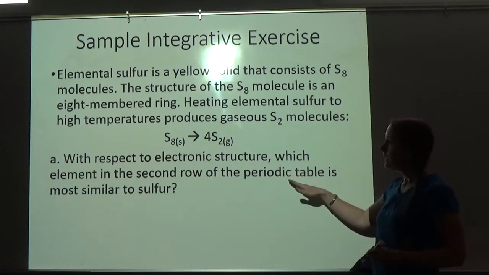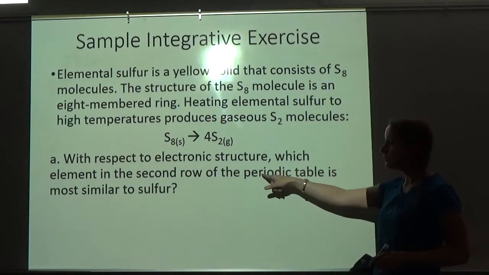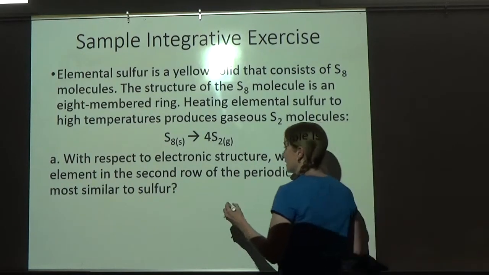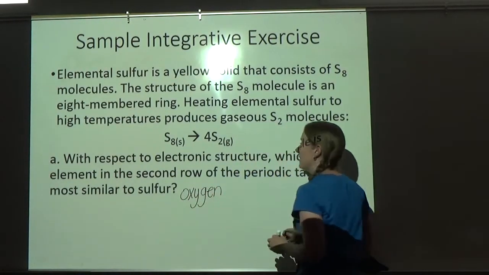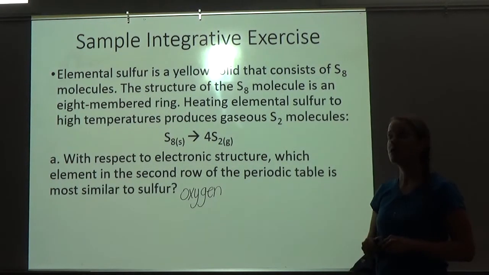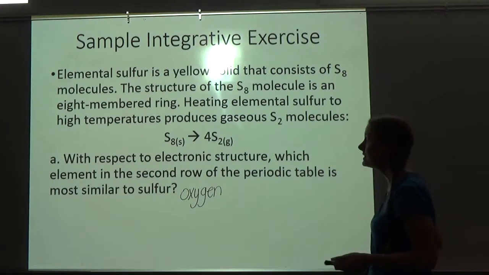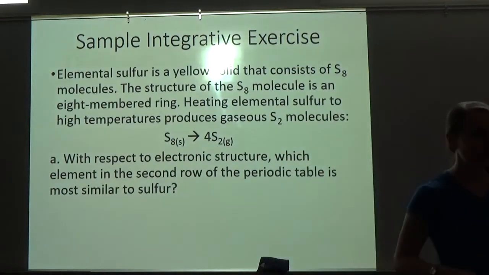Well, y'all, elements in the same group are similar. So which one in the second row is in the same group as sulfur? It would be oxygen. Okay, and then they would have a similar ending in their electron configuration. So oxygen and sulfur would be most similar because they're in the same group, so they have similar electron configuration endings. Alright, so let's move on.